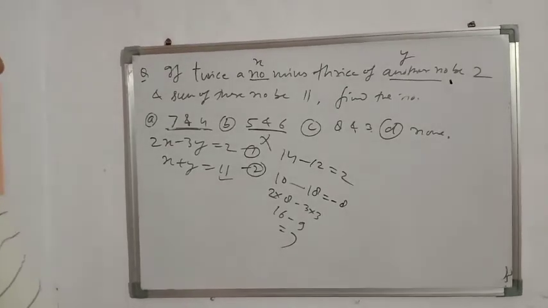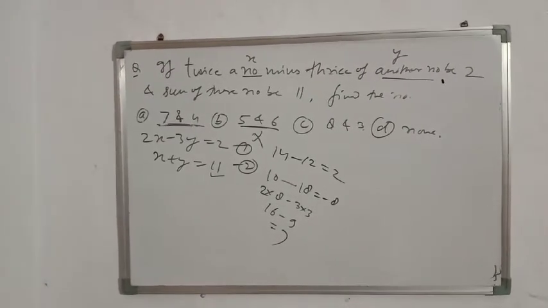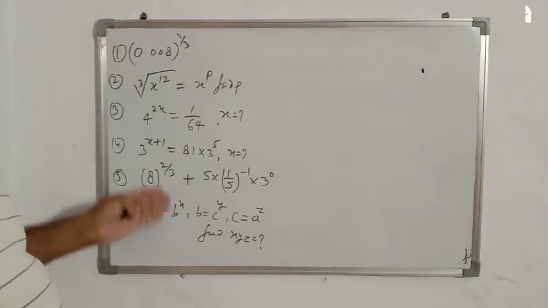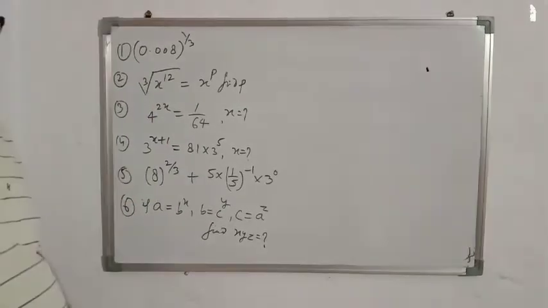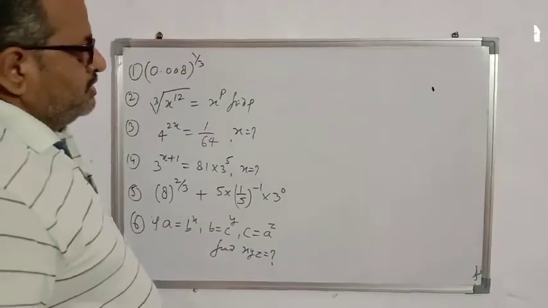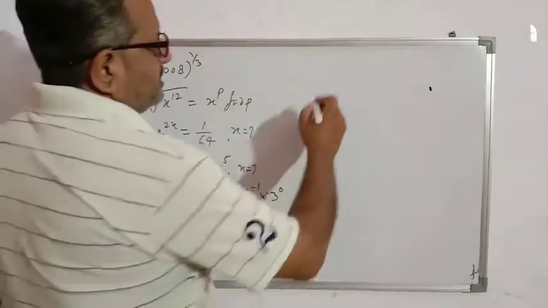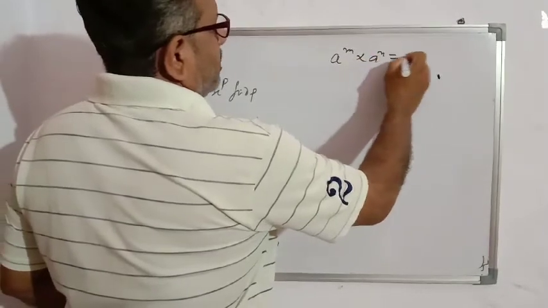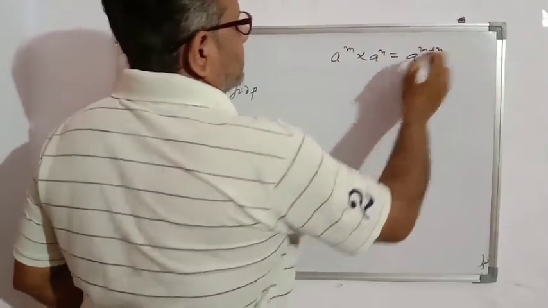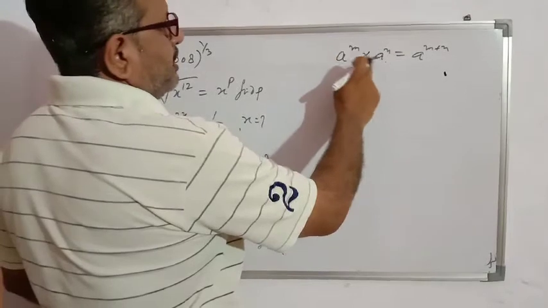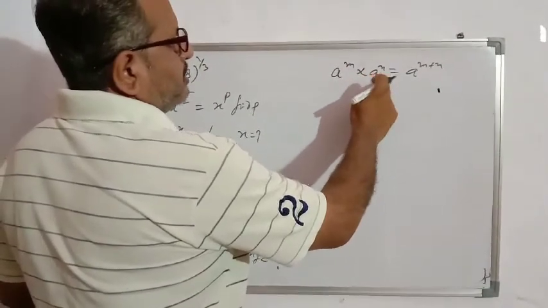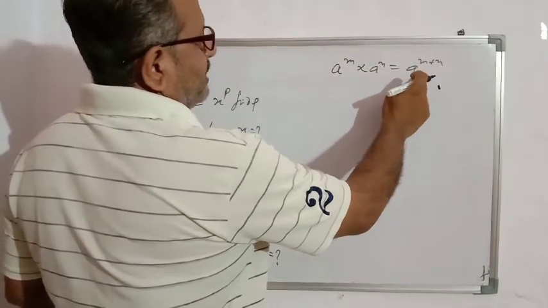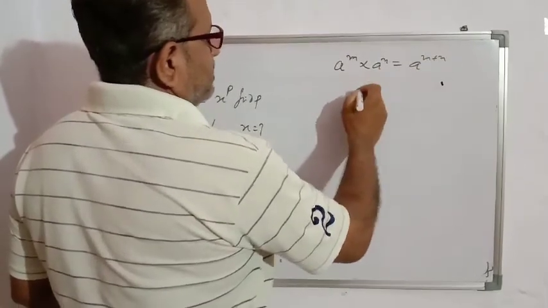So we will see some more questions from indices. See the problem of indices. I have taken a few questions from the chapter indices. You know the law of indices. If a to the power m is multiplied by a to the power n, we can write m plus n. So if we multiply, we add the powers at the same base: a to the power m plus n.